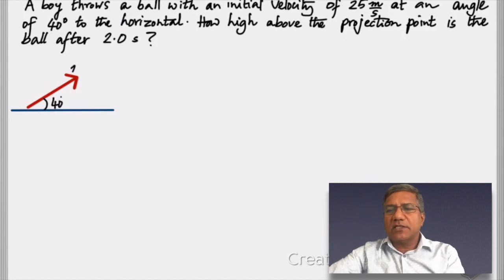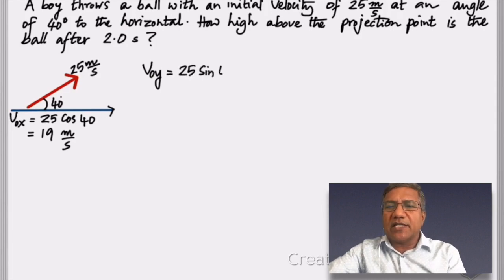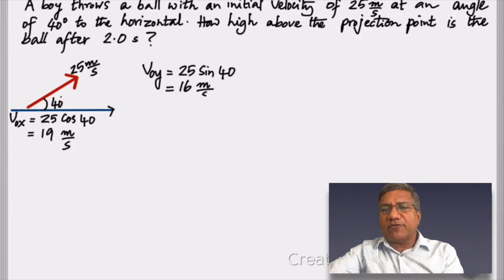So first, as always, break that velocity into its two components. So the horizontal is 25 cosine 40, and the vertical is 25 sine 40. 25 cosine 40 is 19 meters per second, and 25 sine 40 happens to be 16 meters per second.